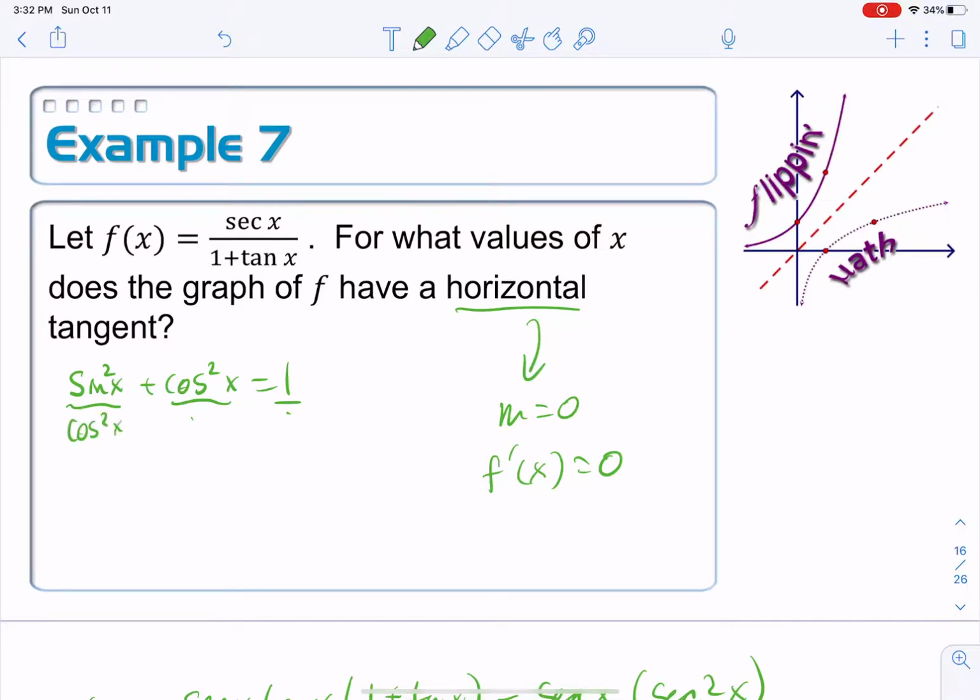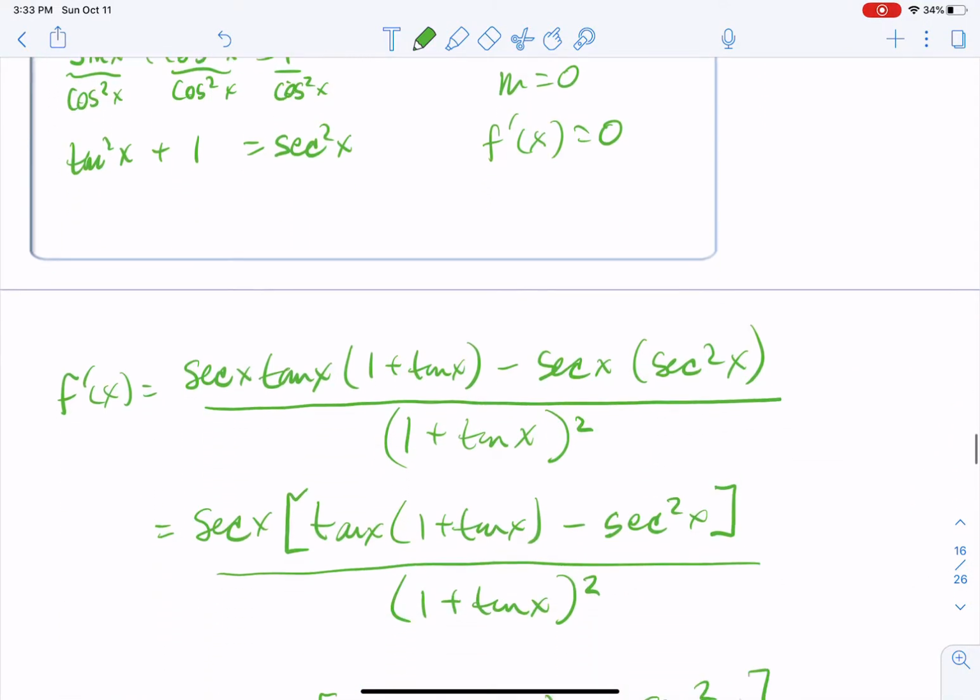Cosine squared x. Cosine squared x. And one more. Okay, what's sine squared over cosine squared? That's tangent squared. This is looking better. Plus 1 is equal to 1 over cosine squared, which is secant squared x. There we go. And now look at what we have.